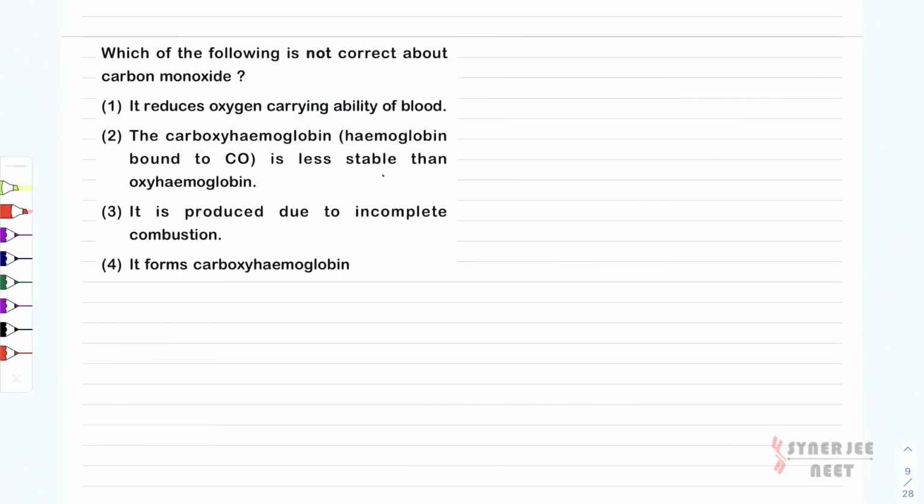Here, which of the following is not correct? This is very important while solving problems, whether they are asking for correct statements or not correct statements. Many times we fall here only. They may be asking not correct, but we may select the correct options and come out of the exam. Even though we know everything, we are losing marks there. We have to be very careful here. Now here, not correct, they are asking about carbon monoxide.